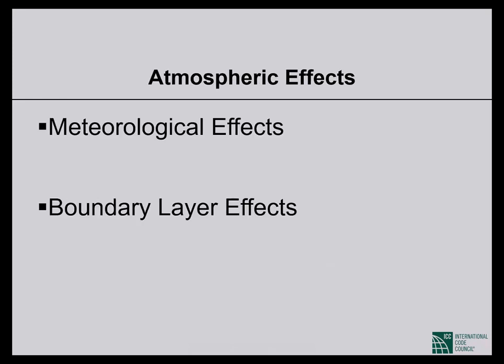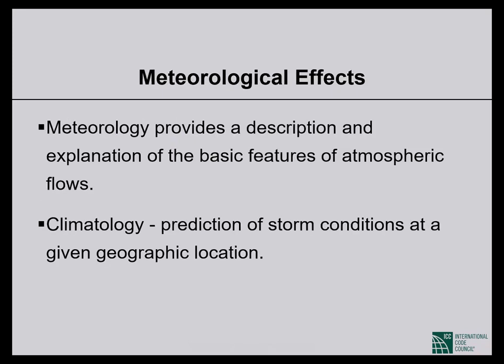When we say atmospheric effects, it kind of has two parts. Meteorological effects having to do with the flow of wind, and boundary layer effects. I will explain that in just a little bit. So meteorology provides a description and explanation of the basic features of atmospheric flows. A discipline within that, climatology, has to do with the prediction of storm conditions at a given geographic location. So climatology has to do with the prediction of storm conditions.